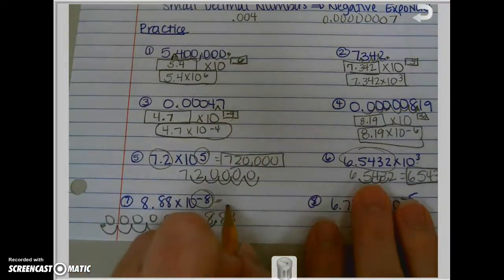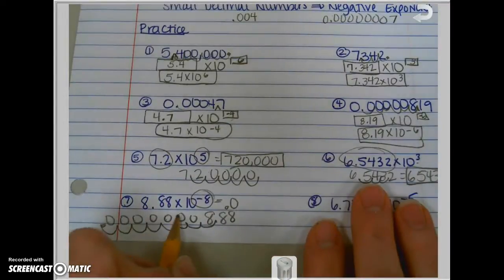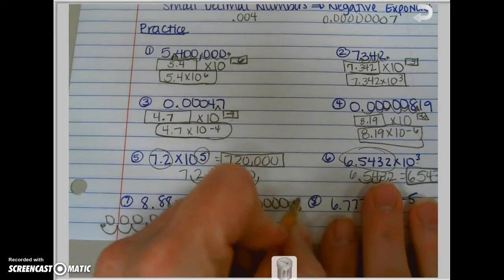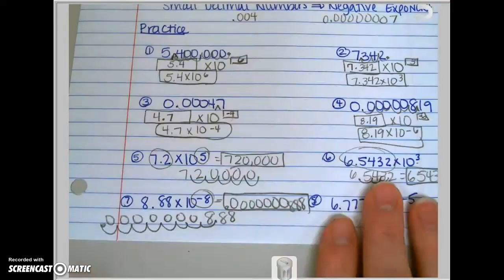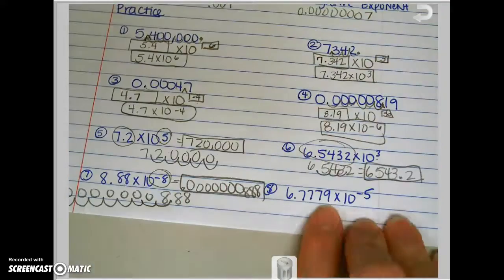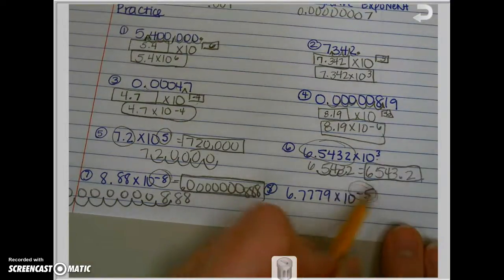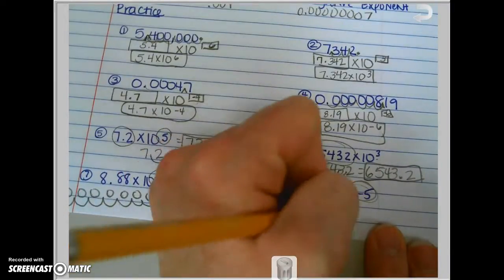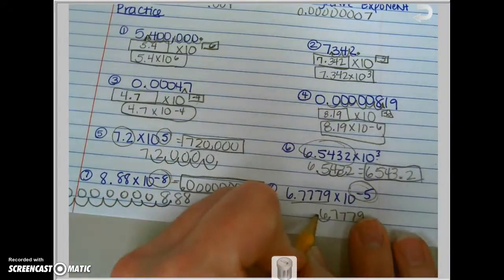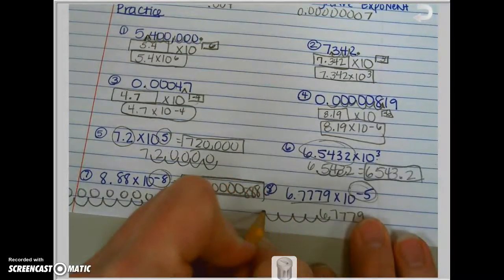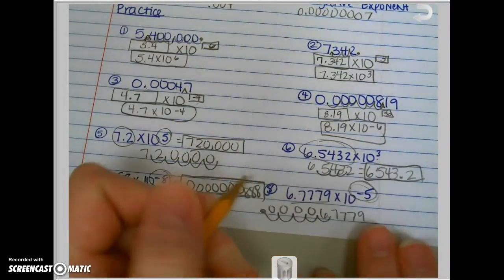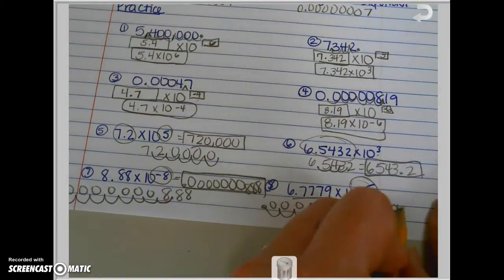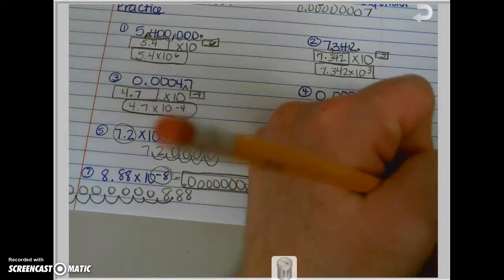That's that really small number. That would be your answer. Then the next one, we're going to move our decimal 5 times, making the number smaller because it's a negative exponent. Start with your base and move it 5 times to make it smaller: 1, 2, 3, 4, 5. There's your answer. Always rewrite it.